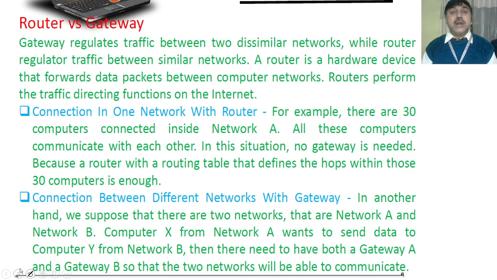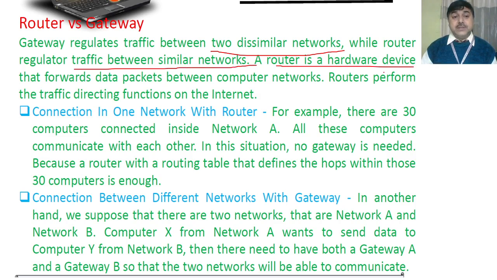The information that is coming from the different sections. Suppose there are two dissimilar networks. In these two dissimilar networks, the router will regulate the traffic, isn't it? In a similar network, a router is a hardware device. Here, router means it is a hardware device.